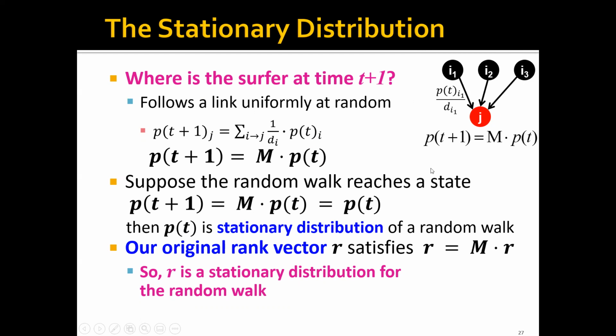And let's suppose that the random walk actually reaches a state where p^(t+1) equals M times p^t equals p^t. So basically, p^(t+1) is exactly the same as p^t. Then we can say that p^t is actually a stationary distribution of the random walk. And our original rank vector r actually satisfies that r is equal to M times r. So basically, what it says is that r is a stationary distribution for the random walk. So this is the random walk interpretation for the power iteration method, which interprets the solution r of the power iteration method as a stationary distribution for the random walk.